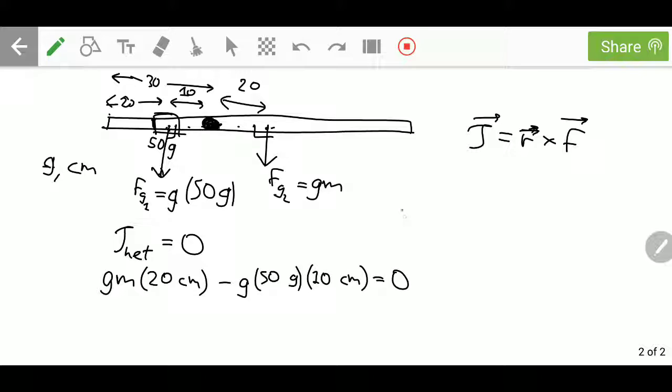Now, what if this rod were at an angle? Well, then the torques would still be at the same angle. So we could add a sine theta, but that doesn't really matter.